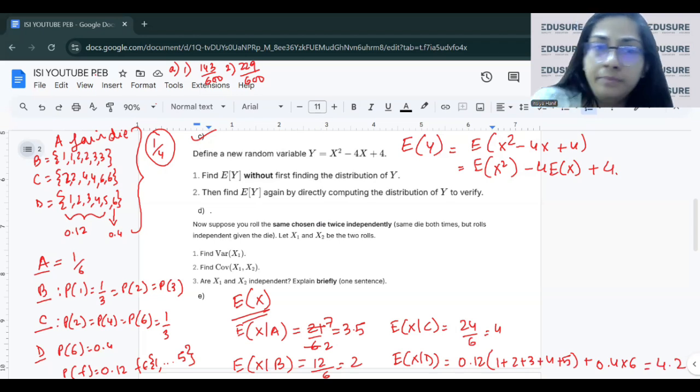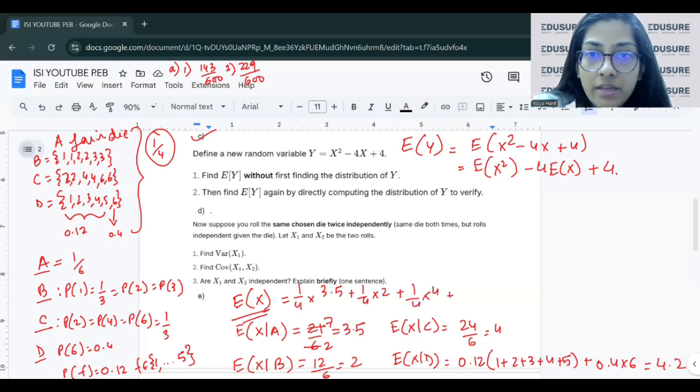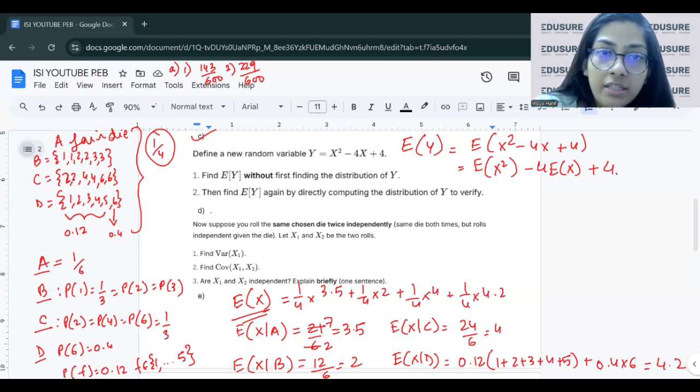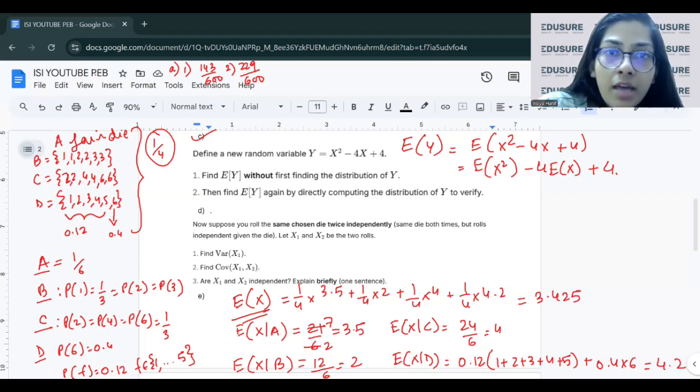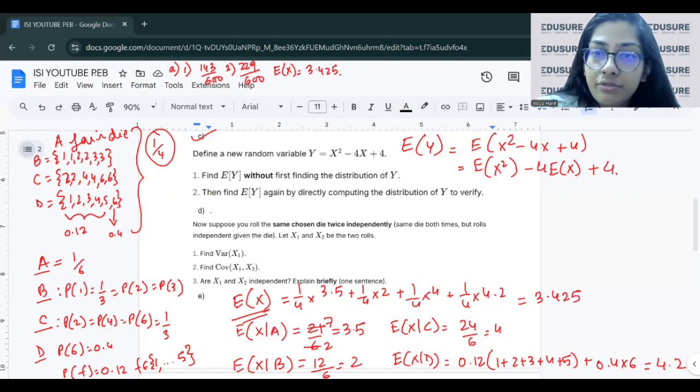So अब हमें अगर full expectation कैलकुलेट करना है तो उसके लिए हम क्या करेंगे, हर एक का probabilities भी हमें कंसिडर करना पड़ेगा. So it will be 1/4 into 3.5 plus 1/4 into 2 plus 1/4 into 4 plus 1/4 into 4.2, right? इसका वैल्यू आ रहा है 3.425, ठीक है? यहाँ पे जस्ट फॉर द सेक ऑफ इट मैं लिख रही हूँ expectation of x is equal to 3.425, okay?